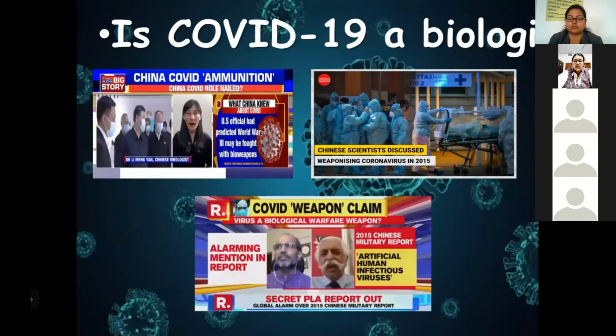Is COVID-19 a biological weapon? Chinese military scientists allegedly investigated weaponizing coronavirus in 2015. They predicted World War III to be fought with biological weapons, according to media reports referring to documents obtained by the US State Department. Chinese scientists describe coronavirus, of which COVID-19 is one example, as representing a new era of genetic weapons.